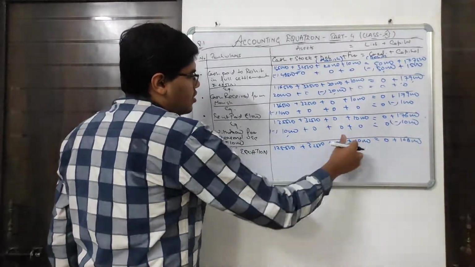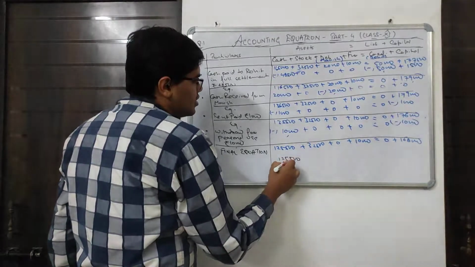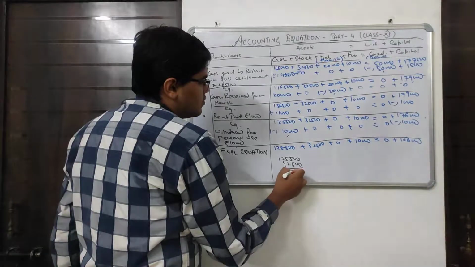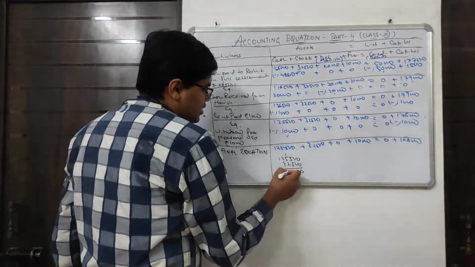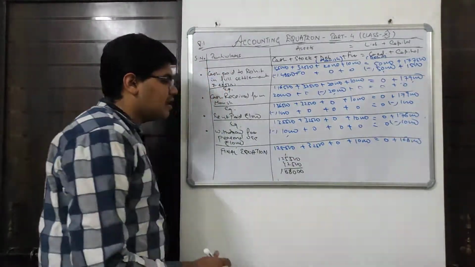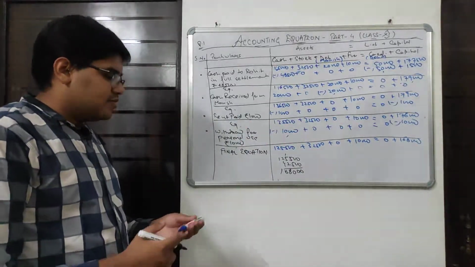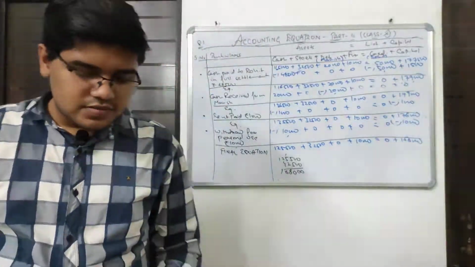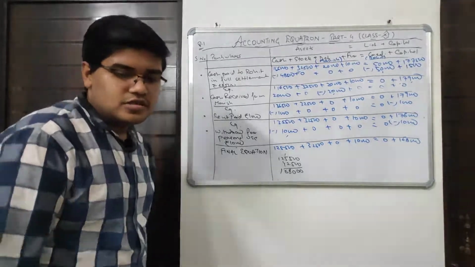32,500 plus 10,000 is 42,500. So 1,25,500 plus 42,500 will be 1,68,000. So you can see our equation gets balanced, 1,68,000 in assets and 1,68,000 in liabilities. So our accounting equation gets proved. So this was question 1. Hope it is clear to you. Moving on to our next question.